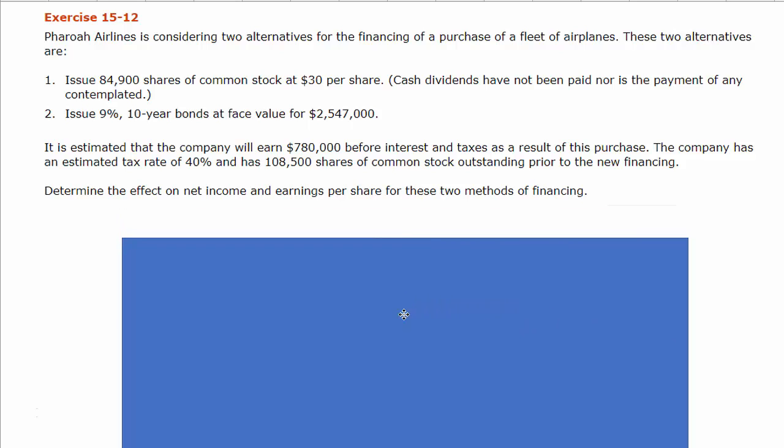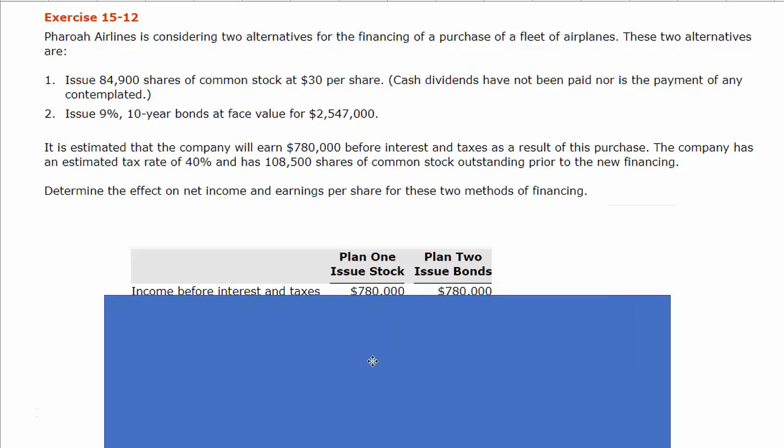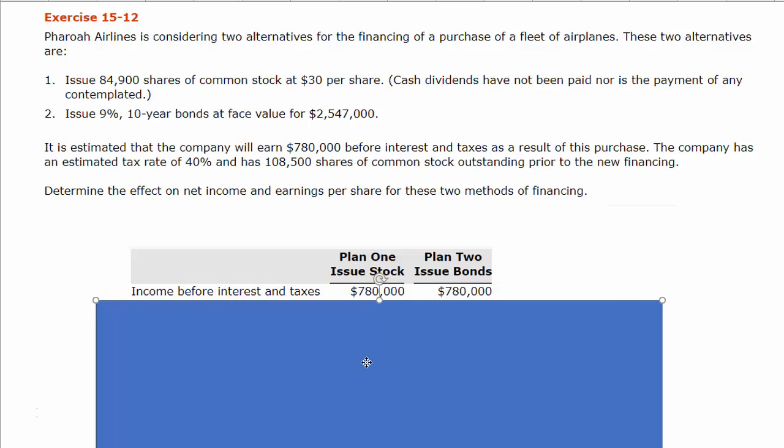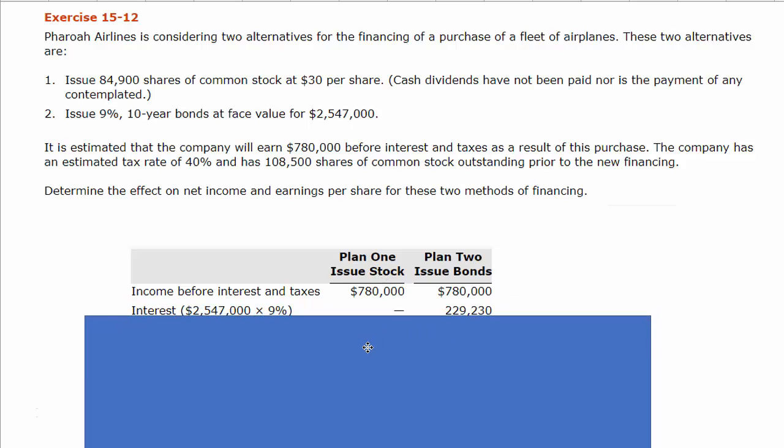Well, let's lay it out this way. Let's put columns for Plan 1 and Plan 2. Now, Plan 1, we're issuing stock. Plan 2, we're issuing bonds. So let's go through the income statement and see which one of these makes sense in terms of net income and earnings per share. So income before interest and taxes is $780,000. Regardless of the choice we make.